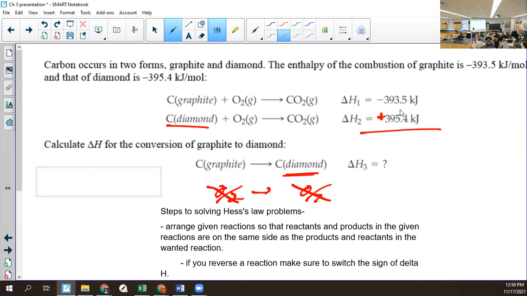I take negative 393.5 and I add 395.4. 1.9. You're telling me it only takes 1.9 kilojoules to make graphite into a diamond? Yeah, that's amazing. No, it's true. So why aren't we cranking out diamonds like crazy? Time. The rate is extremely slow.